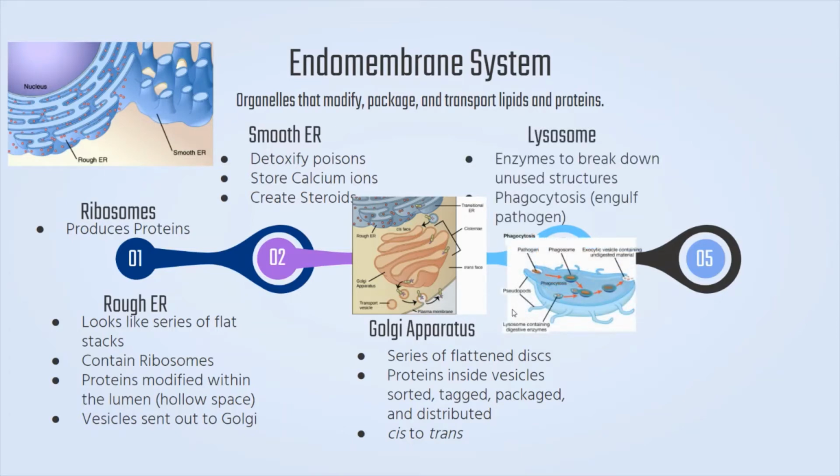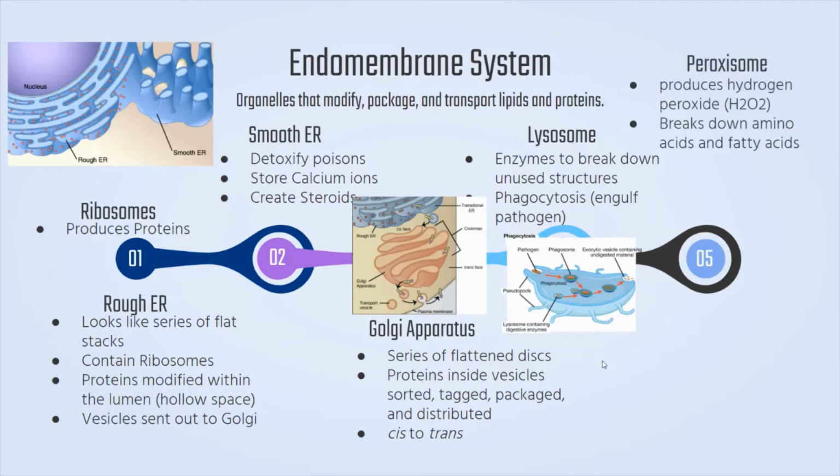Another major organelle within the endomembrane system is the lysosome. So what this does is it breaks down unused structures through the usage of enzymes. However, they also participate in phagocytosis, which engulfs pathogens and toxic materials. Related to this is the peroxisome, but they're actually different because peroxisome produces hydrogen peroxide as a byproduct as a result of breaking down its materials. And what it breaks down are amino acids and fatty acids.